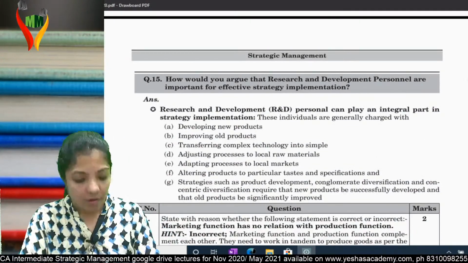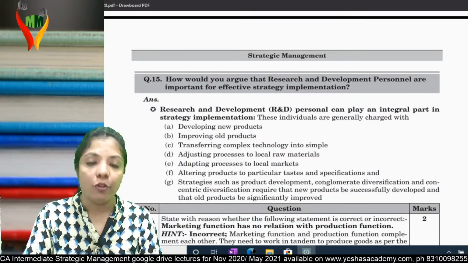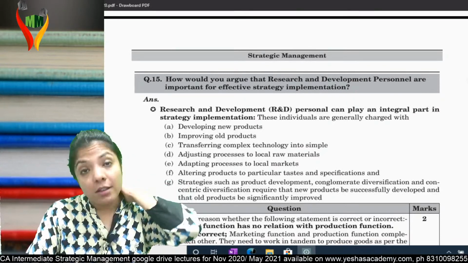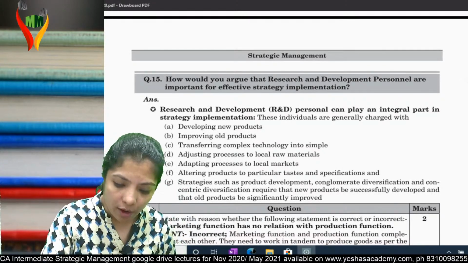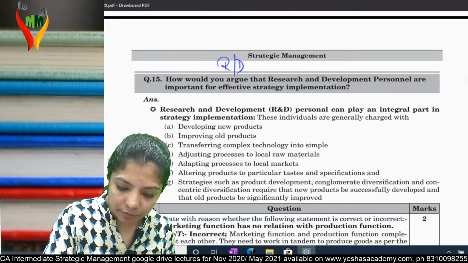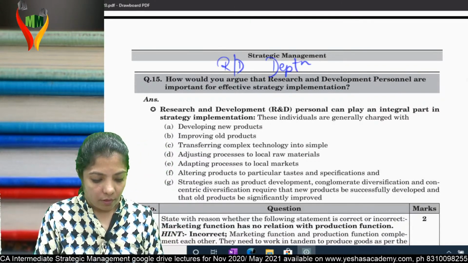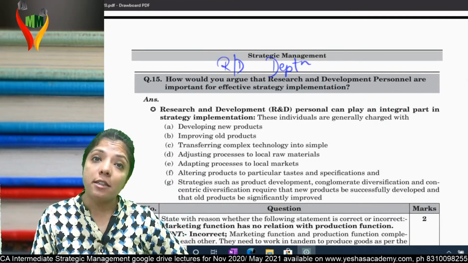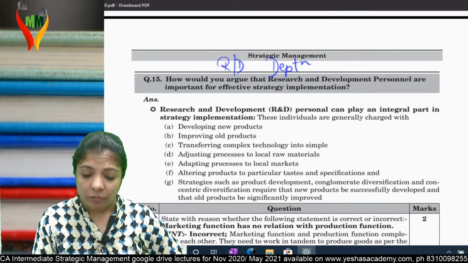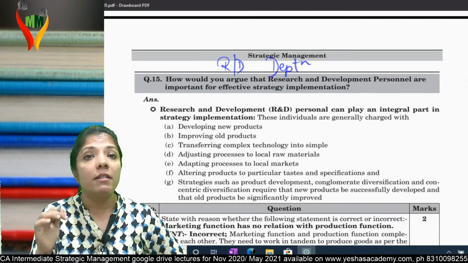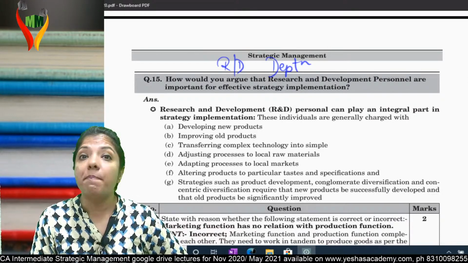Am I clear? Come to part 5, question number 15 to question number 17. Give heading over here, R&D department. I hope you're with me. Now, what is R&D department? Research and development. Is R&D department important?